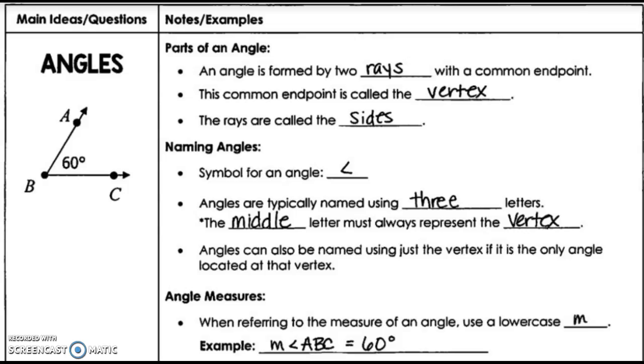Angles can also be named using just the vertex if it is the only angle located in that vertex. When referring to the measure of an angle, use a lowercase m. For example, as we can see here, the measure of angle ABC is 60 degrees.